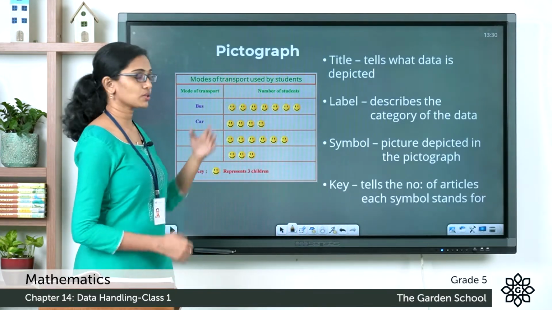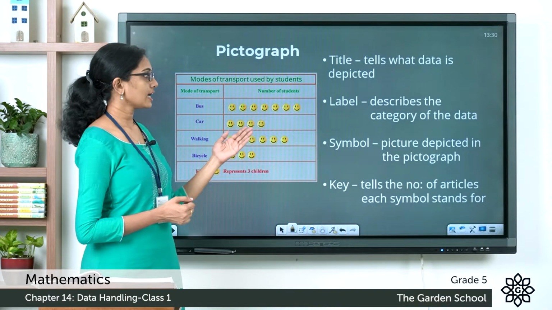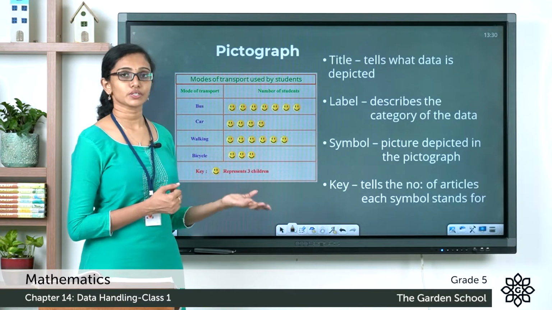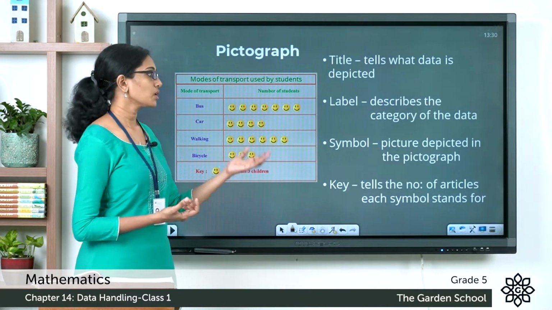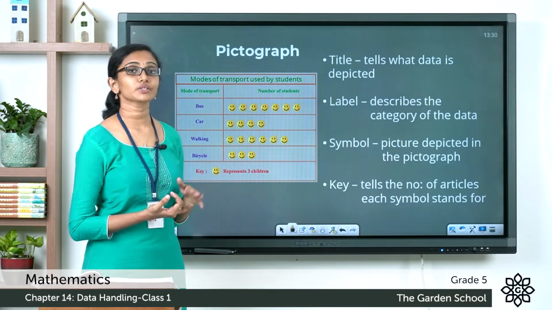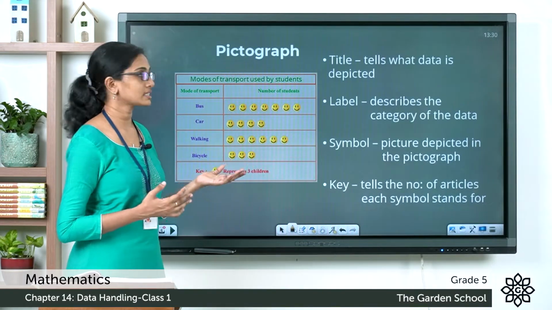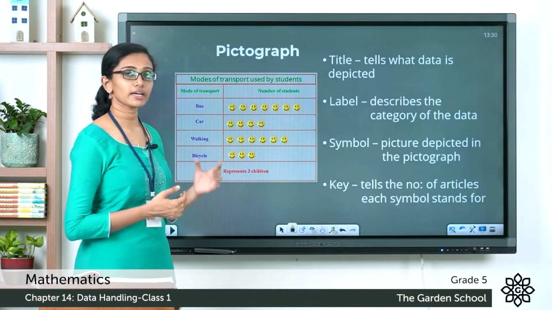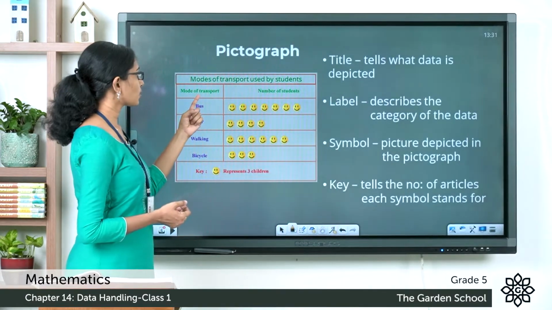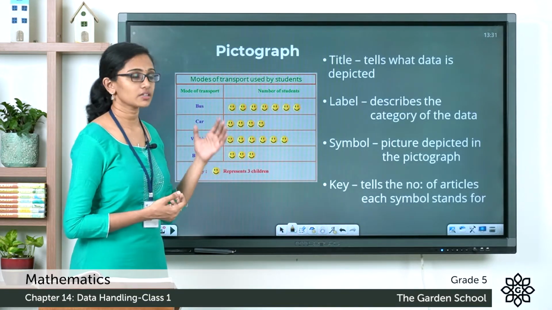The title of a pictograph will tell you what data is depicted, and the label describes the category of the data. The symbol is the picture depicted in the pictograph, and the key will tell you the number of articles each symbol stands for. A pictograph is also called a pictogram or simply a picture. In this example, what you see is the data, that is modes of transport used by students in a class. You can see the heading or the title here and the labels, mode of transport and number of students, that tell you what category of data you are depicting here.